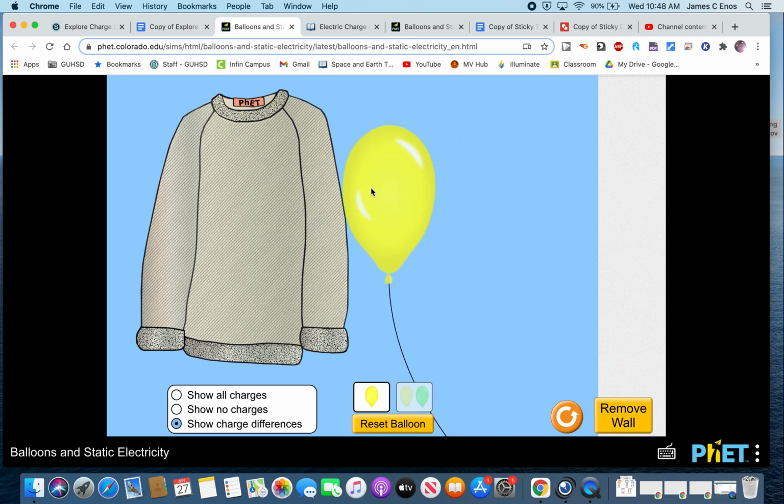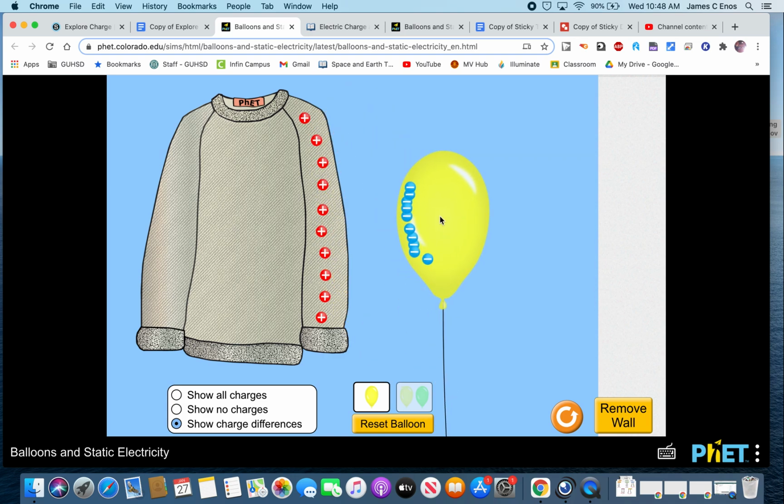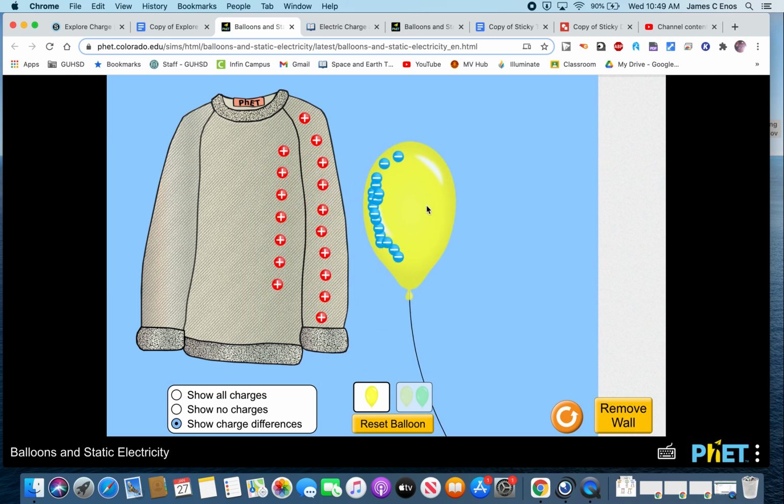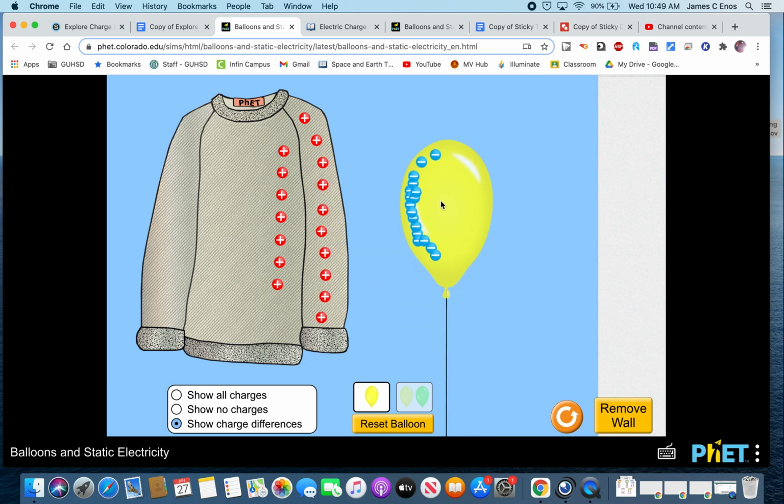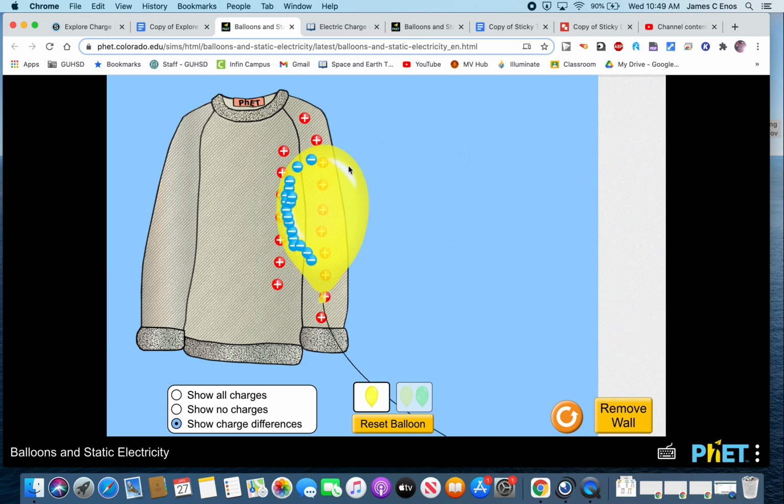If I take the balloon and rub it on the sweater, it takes the electrons from that sweater and adds them to the balloon. Those electrons get stuck on the balloon. When I let go, the balloon is attracted to the sweater, because opposite charges attract.